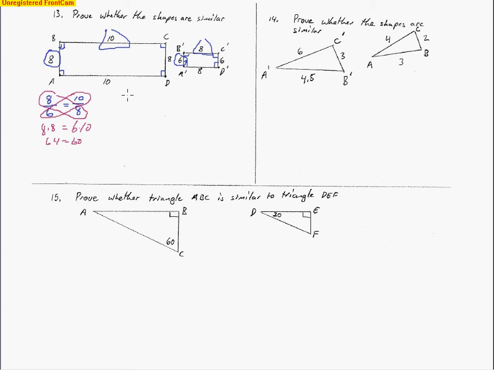So we'll say the shapes are not similar. And the reason would be because the corresponding sides are not proportional.